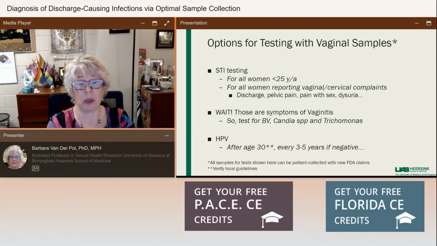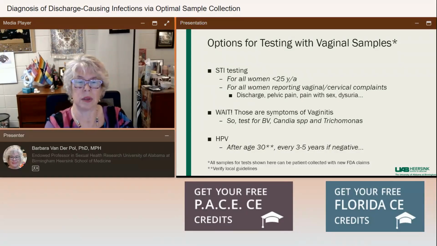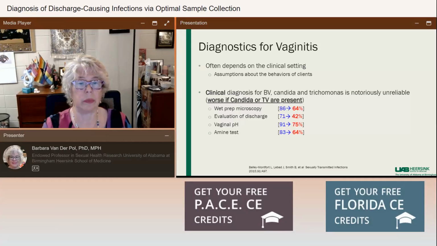And as I mentioned earlier, the good news is we now have claims for 2 different manufacturers to do vaginal self-sampling for HPV testing. But as a general rule, you're not doing that when people come in with discharge symptoms, and you're doing it in an older age population for screening. So there may or may not be a lot of crossover with those, but these are things that we can do all with vaginal swabs. I think it's exciting and a great opportunity.